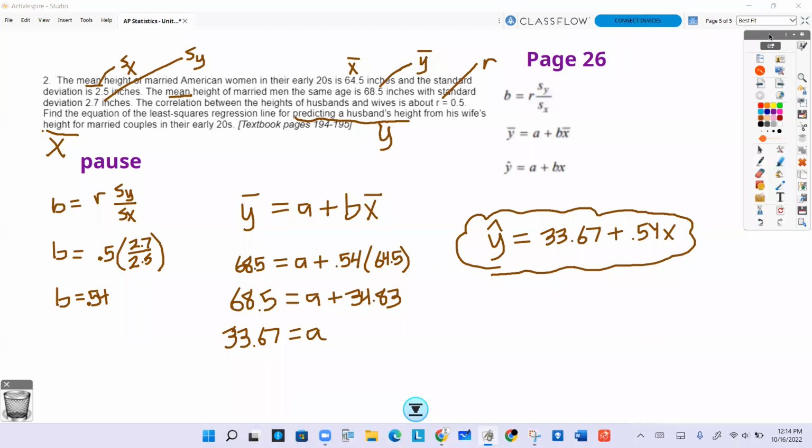And here we have our work. Notice that I started with the b again, so I got r times s of y over s of x, plugged in my 2.7 and 2.5 and 0.5 from the problem stem, and got 0.54. Then I transferred that over here, plugged in my mean, 64.5 for x and 68.5 for y, multiplied that out and subtracted. So here's my final answer. See if that matches up with what you have. All right, thank you.